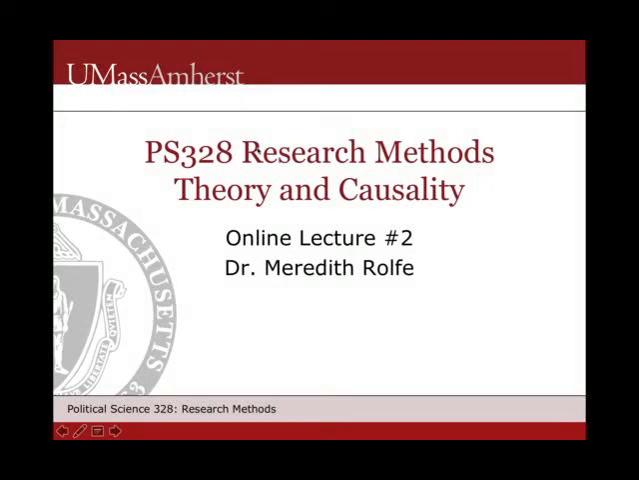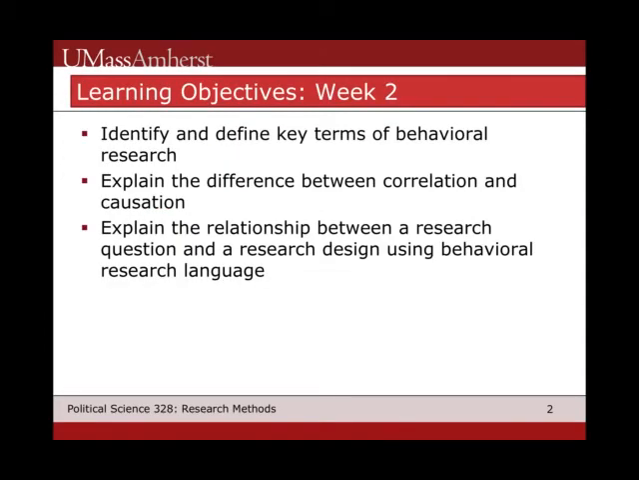This is the second lecture series for research methods, and today we're going to be talking about theory and causality. The goals for this two-part lecture series are, first of all, to start to identify and define key terms of behavioral research. So many of these you'll be familiar with, but you'll be reviewing terms like theory, validity, measurement, and other key terms. We'll talk a little bit about the differences between correlation and causation, and in particular some different ways different concepts may be related in the real world and in theoretical systems.